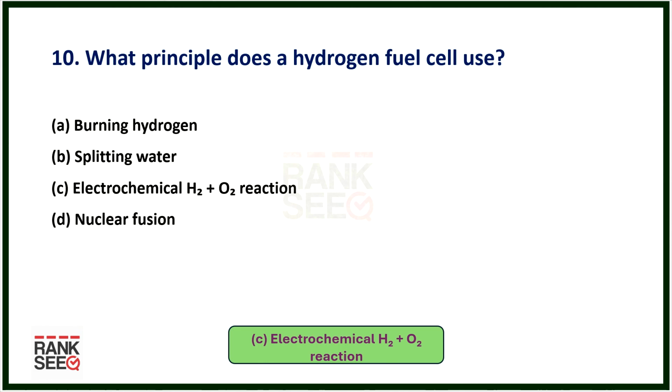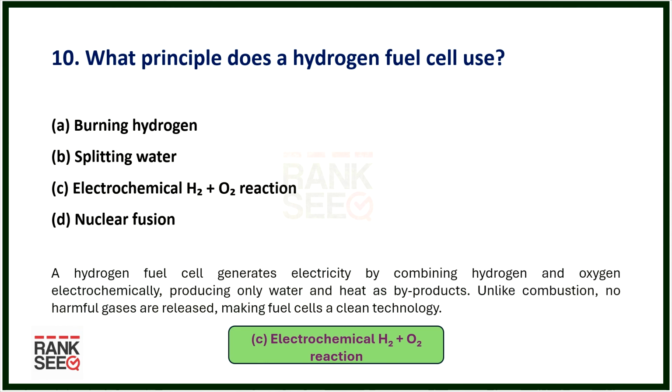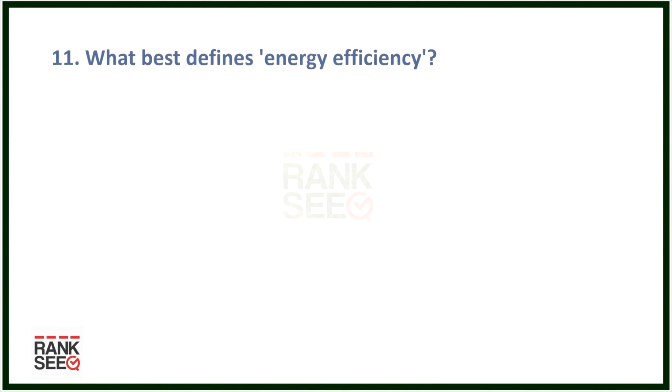Electrochemical H+O reaction. Explanation. A hydrogen fuel cell generates electricity by combining hydrogen and oxygen electrochemically, producing only water and heat as byproducts. Unlike combustion, no harmful gases are released, making fuel cells a clean technology. This direct conversion of chemical energy into electrical energy makes them highly efficient and a promising alternative for transportation and stationary power generation. 11. What best defines energy efficiency?